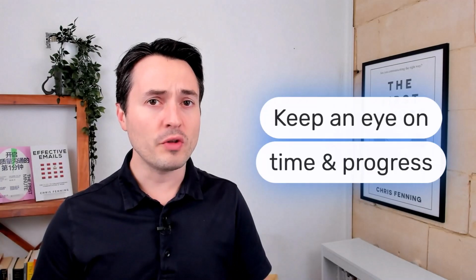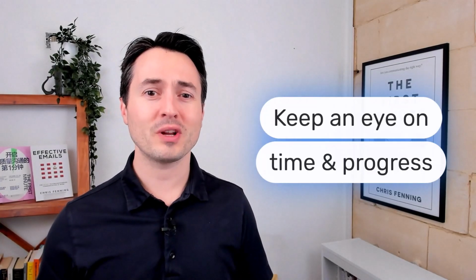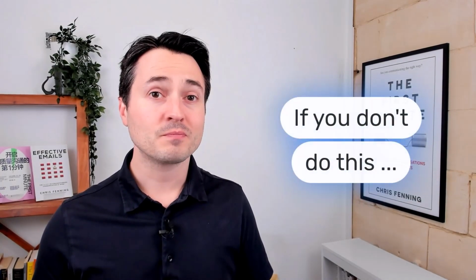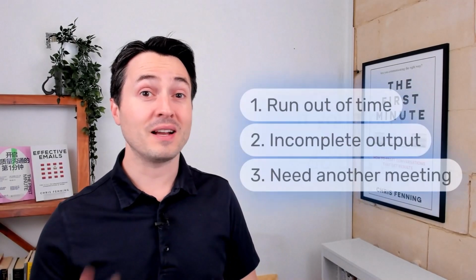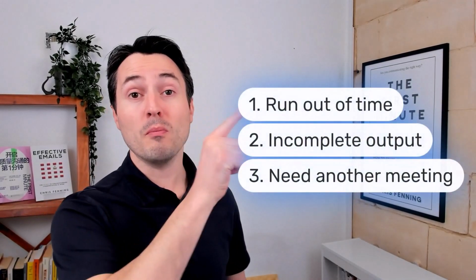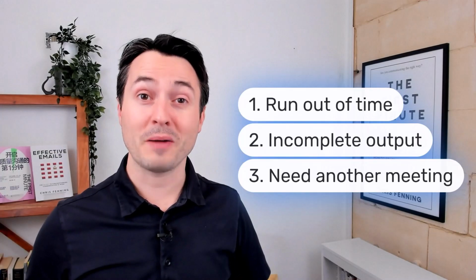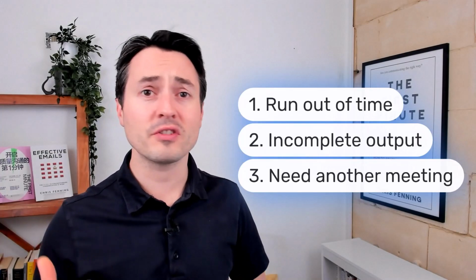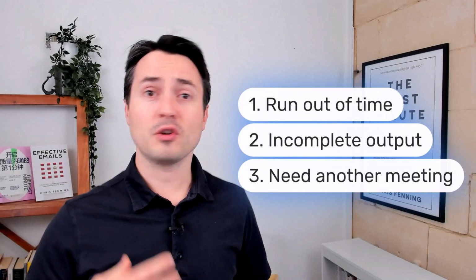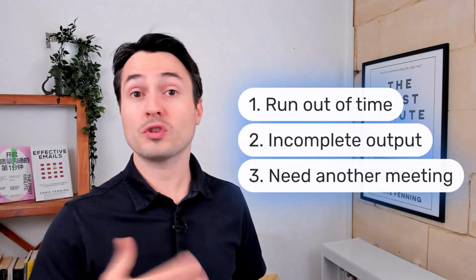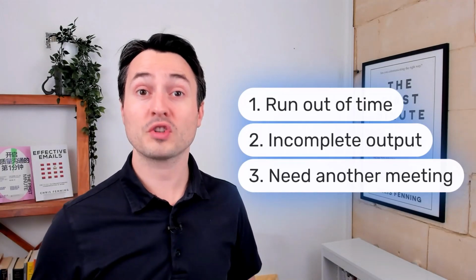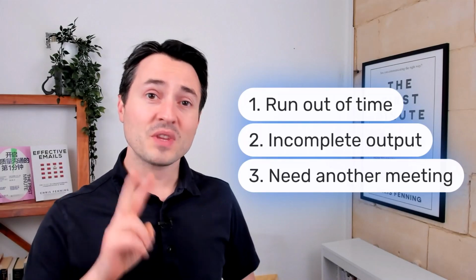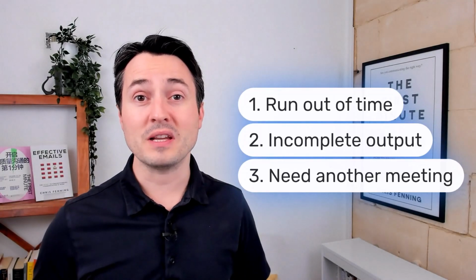Now, if you don't keep an eye on both of these things during a meeting, what's going to happen? Well, there are three main things. And those three things are you're really likely to run out of time. You'll look up, notice that the time is at the end of the meeting, and you'll either scrabble to finish or you're just going to plain run out of meeting and have to rush at the end to wrap things up. The second consequence is you'll have an incomplete output.